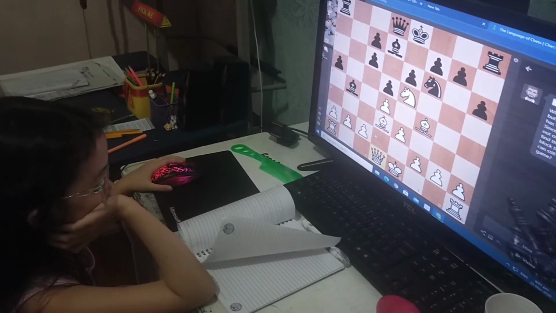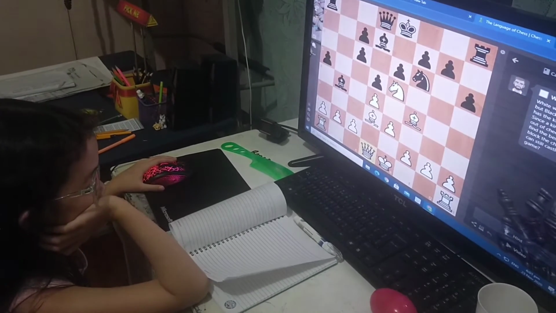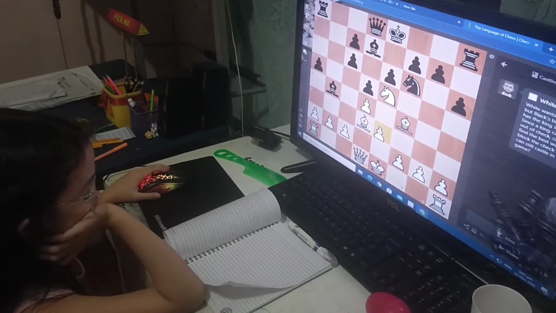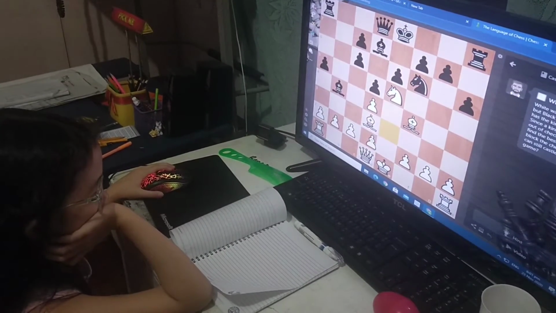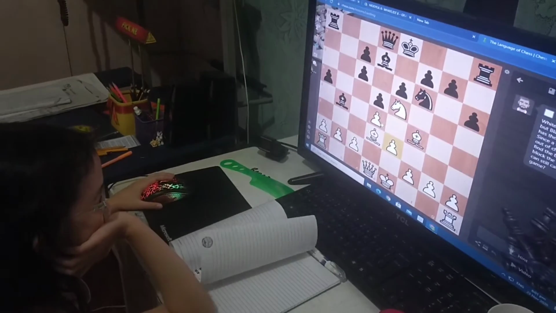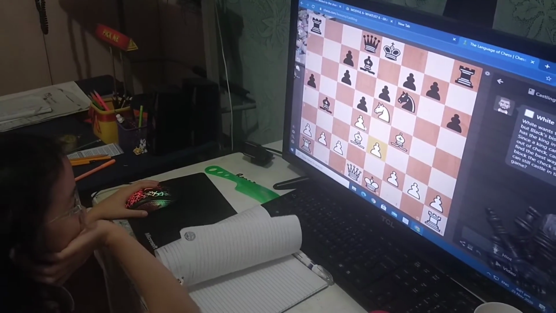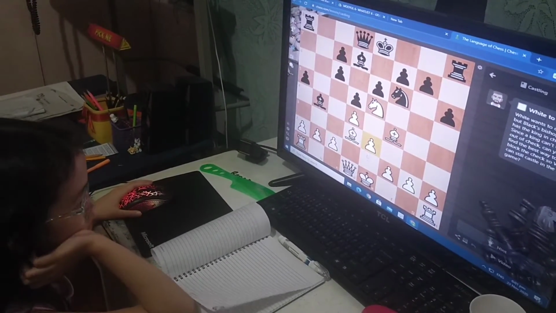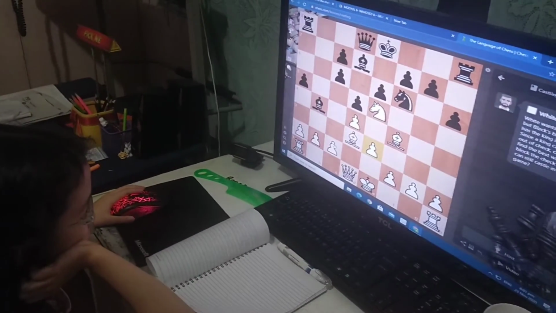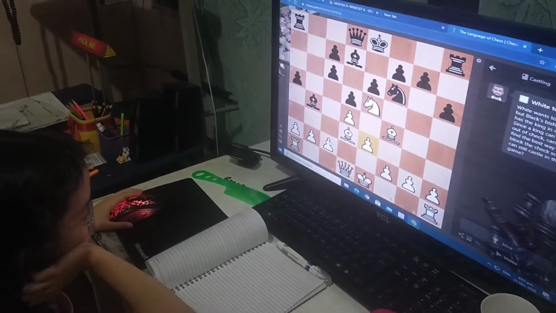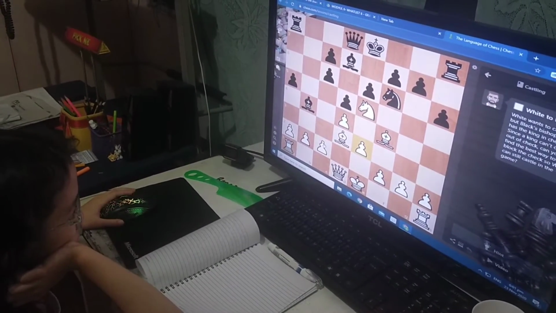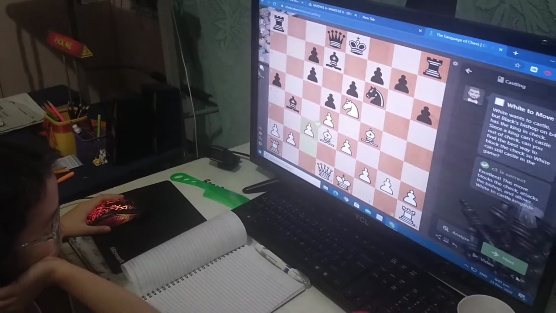Queen. Pawn. Yan. Pawn. Pawn tuloy. Hindi po pwede yan bumatras. Yung nasa C2. Yung nasa C2. C2 pupunta ng C3. Para makover. Next.